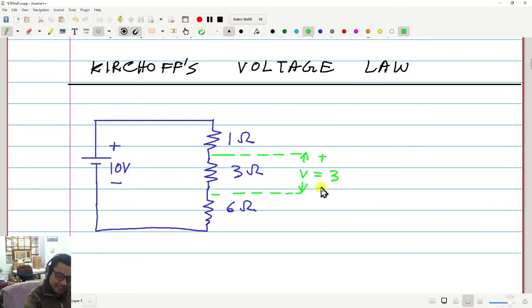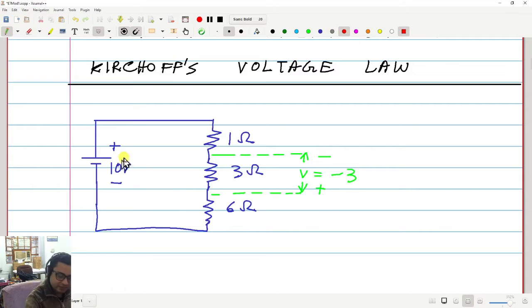Okay, but if I say that this side is plus and this side is minus, then this will be minus 3. Yeah, you are absolutely right. So unless and until I give the proper symbols plus and minus, my diagram is incomplete, and therefore we cannot get the correct answer without these symbols.